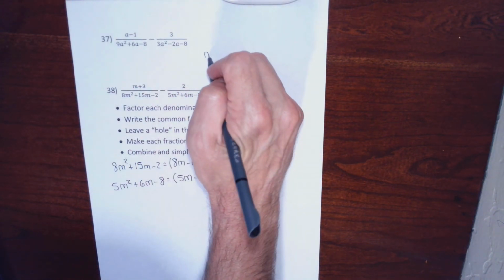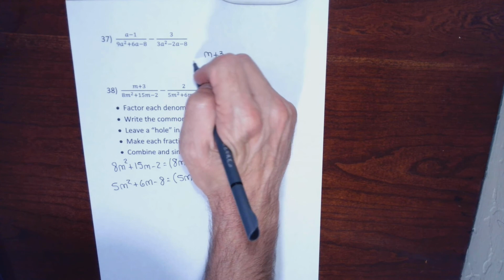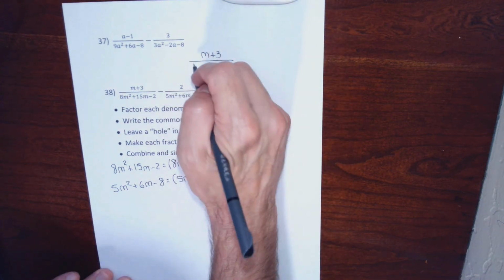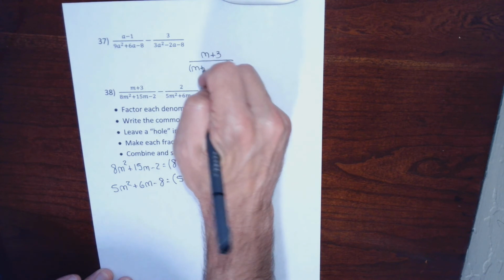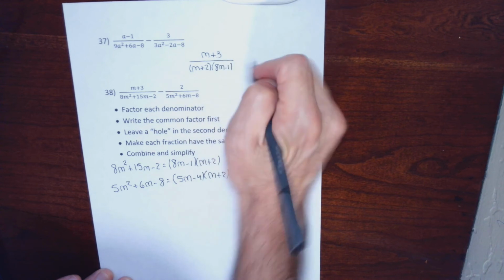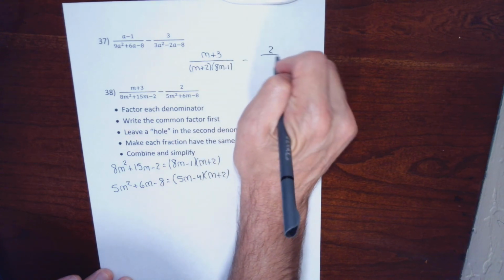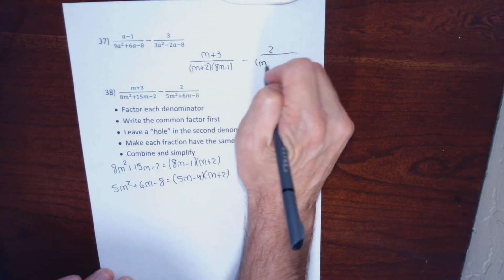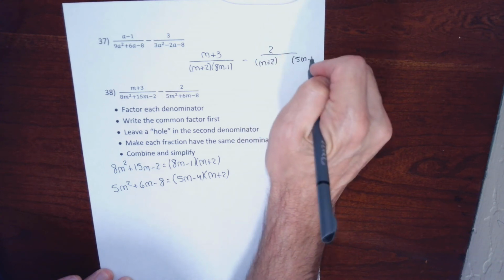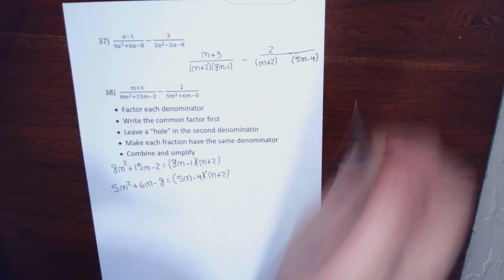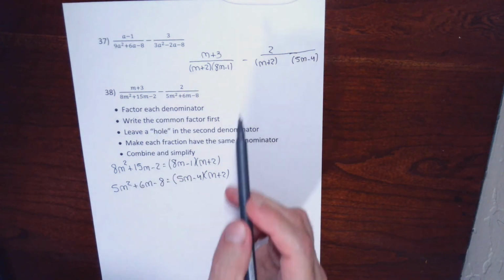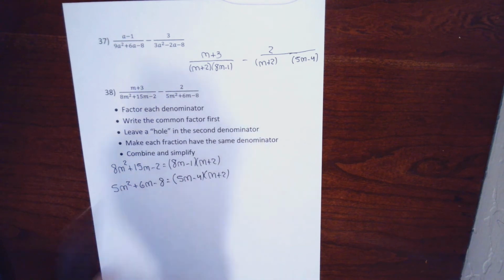Now I'm at the position where I can rewrite each denominator with the common factor of m plus 2 first. In the first denominator, I don't get a hole. I write the common factor followed by the non-common factor. For the second denominator, I write the common factor, I leave a hole, and I'm done. So I factored my denominators, and I'm done with that step. I wrote the common factor first, I left a hole.